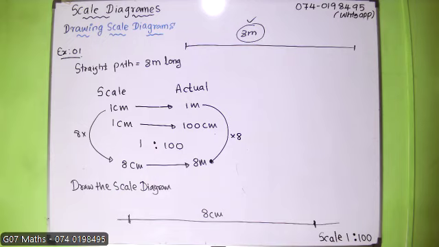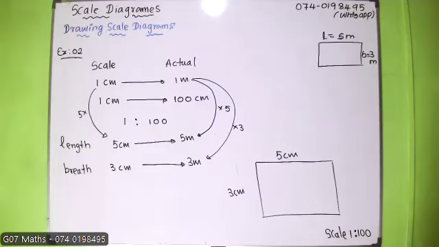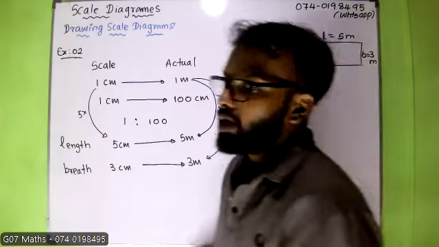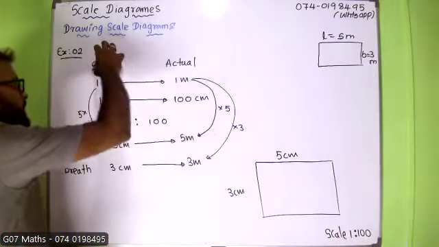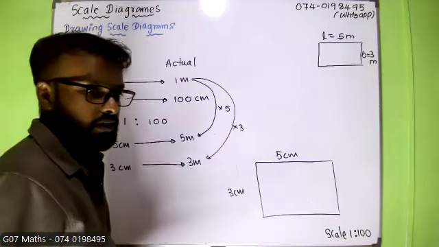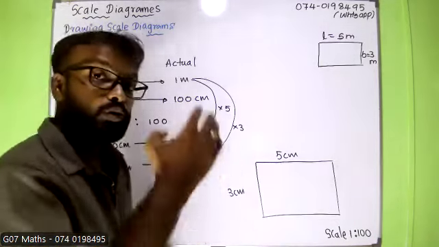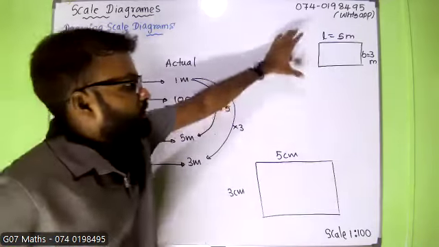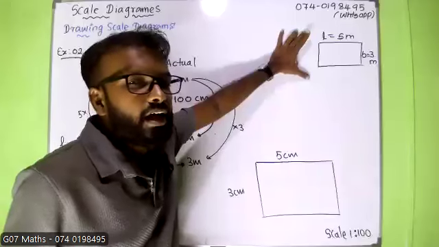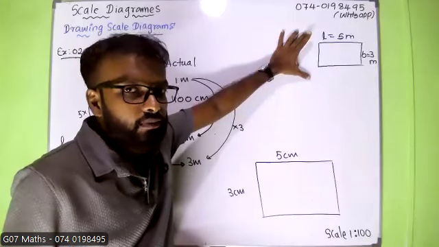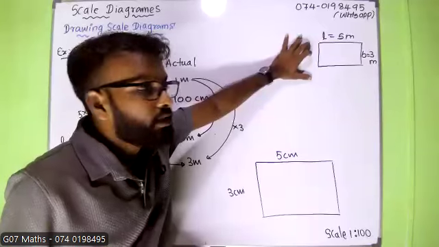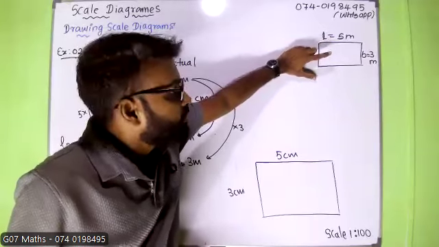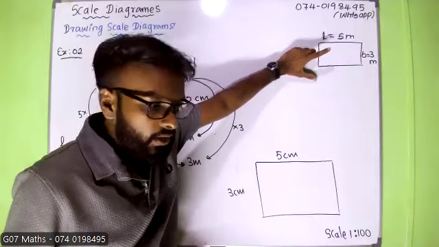Let's go for another example. This is your scale length on your left hand side, and this is your actual length. You need to represent it on your right hand side. This is the rough sketch that I have drawn for the actual figure. This is my flower bed. Length is 5 meters, breadth is 3 meters.